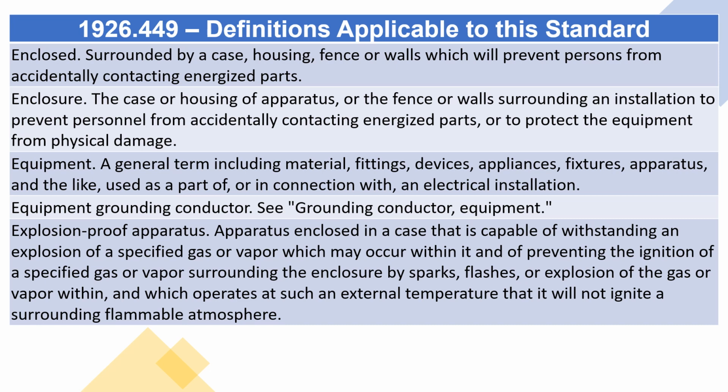Equipment. A general term including material, fittings, devices, appliances, fixtures, apparatus, and the like, used as a part of, or in connection with, an electrical installation. Equipment grounding conductor. See grounding conductor, equipment. Explosion-proof apparatus. Apparatus enclosed in a case that is capable of withstanding an explosion of a specified gas or vapor which may occur within it and of preventing the ignition of a specified gas or vapor surrounding the enclosure by sparks, flashes, or explosion of the gas or vapor within, and which operates at such an external temperature that it will not ignite a surrounding flammable atmosphere.